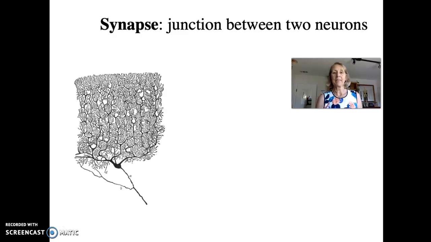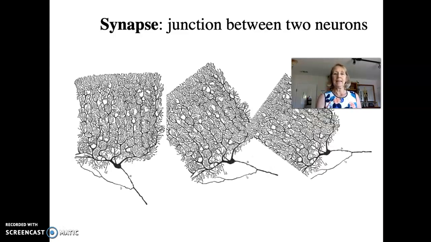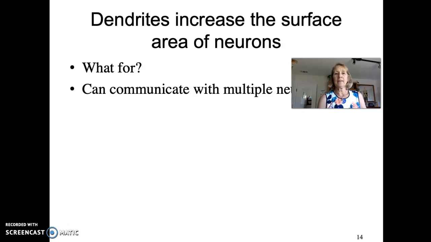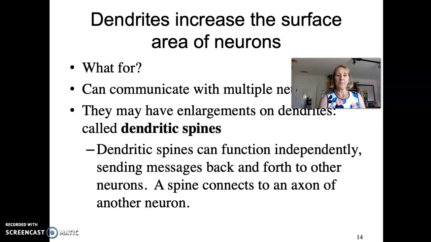So the name that we give to a junction between 2 neurons is a synapse. And here's hundreds of synapses. I tried to overlap these and show that if you have hundreds on one and hundreds on the other, you pretty soon have a tangle of these dendrites all over. Very interesting. So these dendrites are going to increase the surface area of the neurons, correct? And why? Why would you need that? So they can communicate with multiple neurons, sending information.